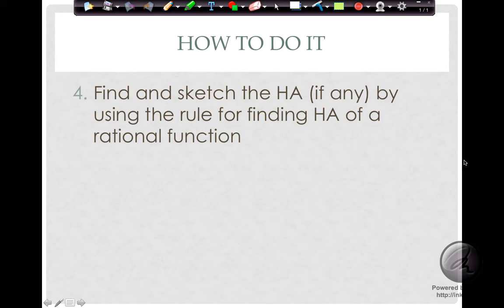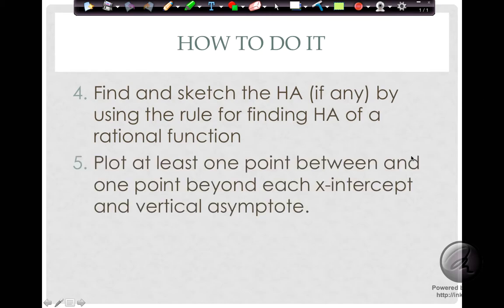So this is what I just mentioned. Your next step would be find and sketch the horizontal asymptote, if there is any. Remember, you can have no horizontal asymptote, but we're going to find slant asymptotes here in this particular lesson as well. And then number 5 is where we need to find some more points. So we just need to plot a couple more points that will help us see what the curve is going to look like.